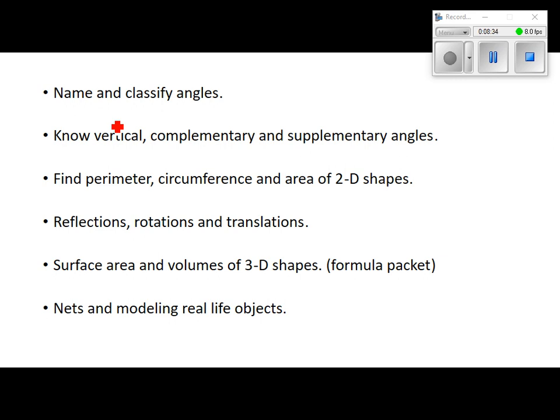Classifying and naming angles. Name me three different kinds of angles. Right, obtuse, and acute. On this next one, put an asterisk beside this, very important.